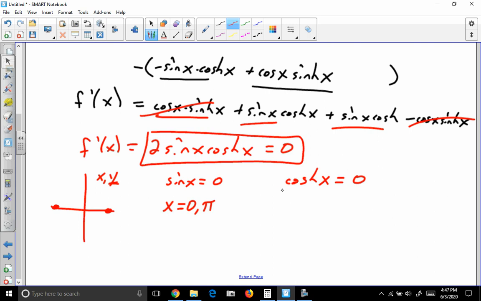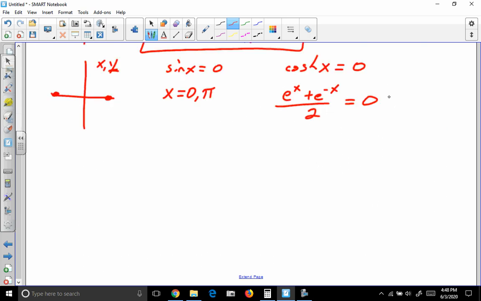Now you might say, well, how do I do this one over here? Well, we're just going to convert this into e to the x plus e to the negative x over 2, and set that equal to 0. This is the definition for hyperbolic cosine. Multiply both sides by 2, so those are gone. So e to the x plus e to the negative x equals 0.